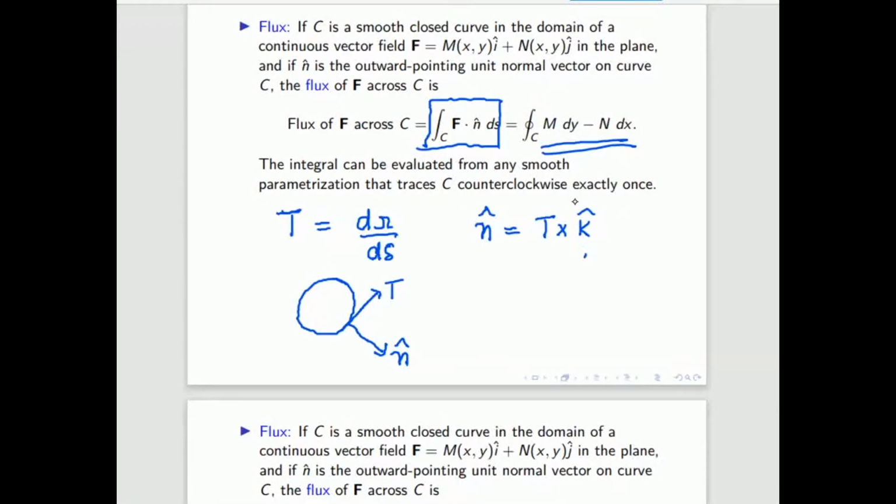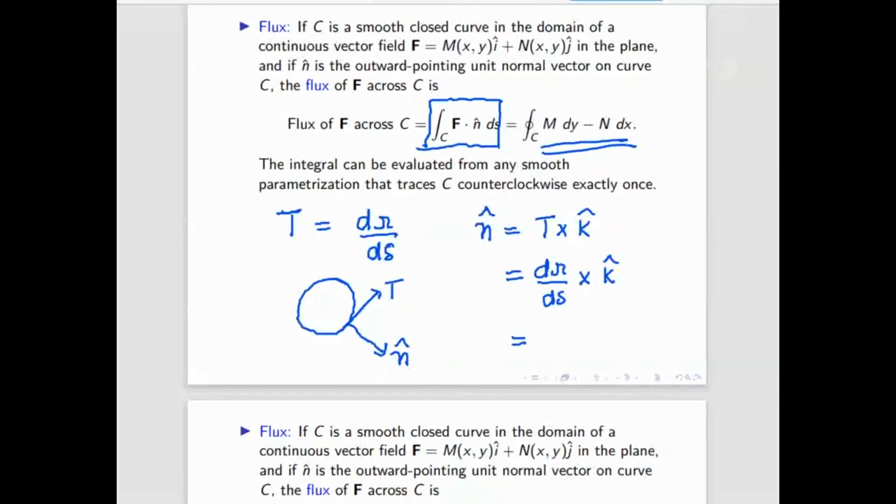So what is T cross K here? T means dr by ds, cross product with k. This normal we will replace here and we'll see it will come as M dy minus N dx. So what is the formula for r? What is r here? In terms of parameterization, it is in 2 dimensions. So r will have only 2 components, one is x(t), another one is y(t). If it is 3D, then x(t), y(t), and z(t) all will come.